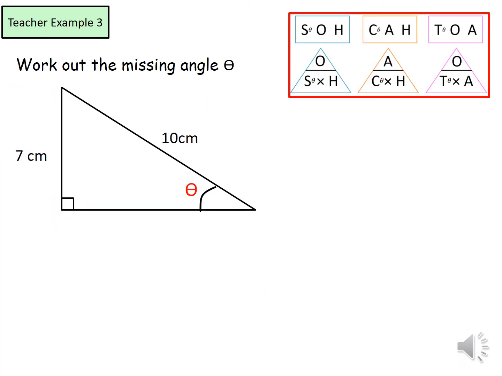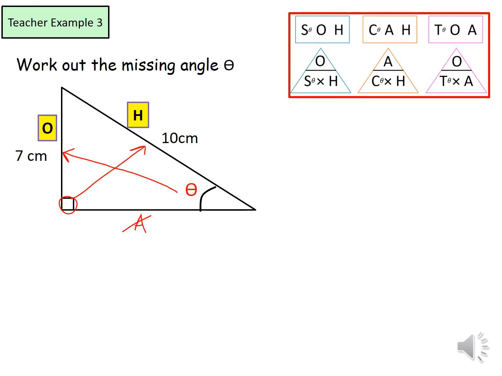Alright guys, here's an example to find the missing angle. It differs from the previous two examples of finding the missing length, but in this example we're trying to find the missing angle. We keep the same approach. What we need to do is label our right angle triangle. Opposite the right angle is my hypotenuse, opposite my angle is the opposite side, and we're left over with adjacent. The one that we don't need to use is the adjacent. Why? Because it doesn't have a length on it or missing length to work out.